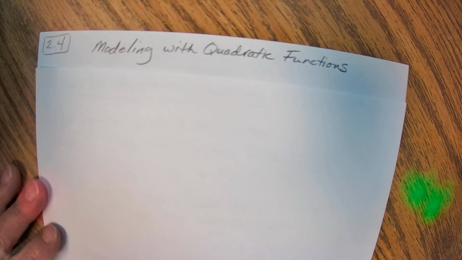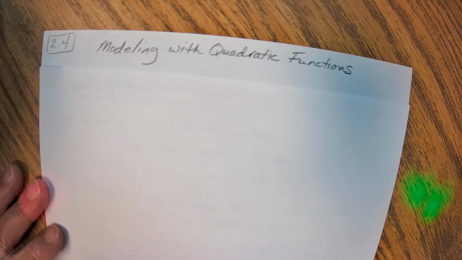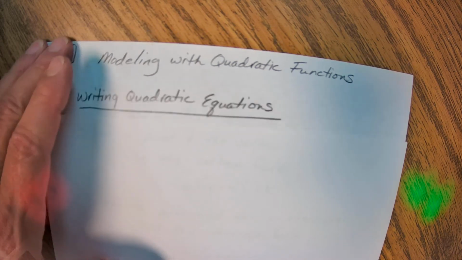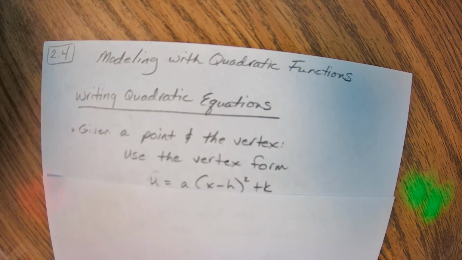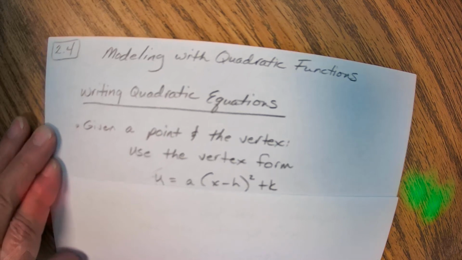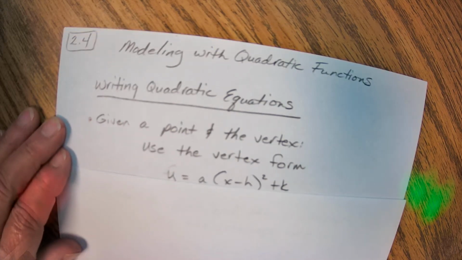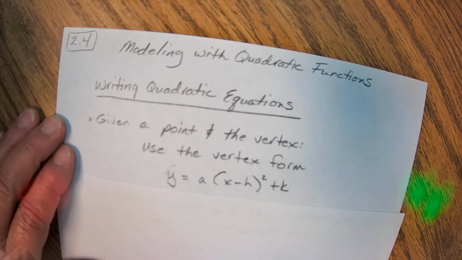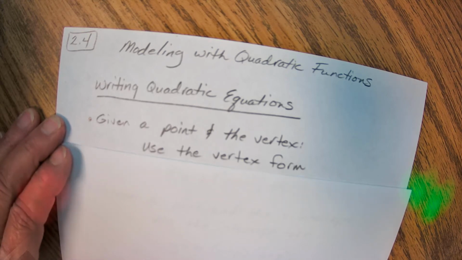All right, now we're going to do section 2.4 on modeling with quadratic functions. So when we have a problem where we have to write a quadratic equation, we have a lot of different scenarios, right? I've already given you 4 different forms of the quadratic equation. So if you're given a point and the vertex, you're going to want to use the vertex form.